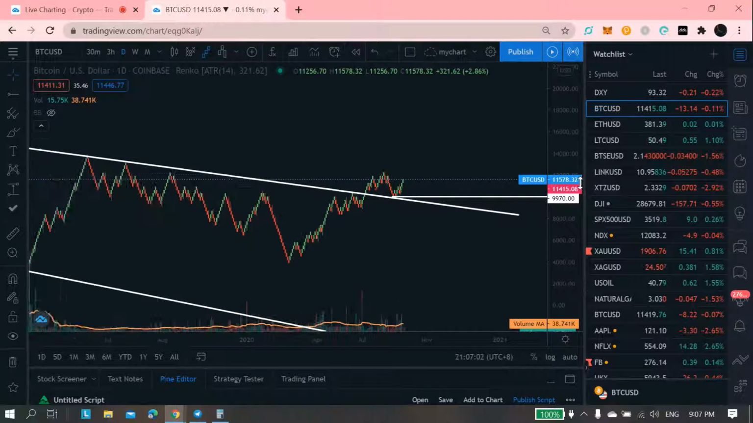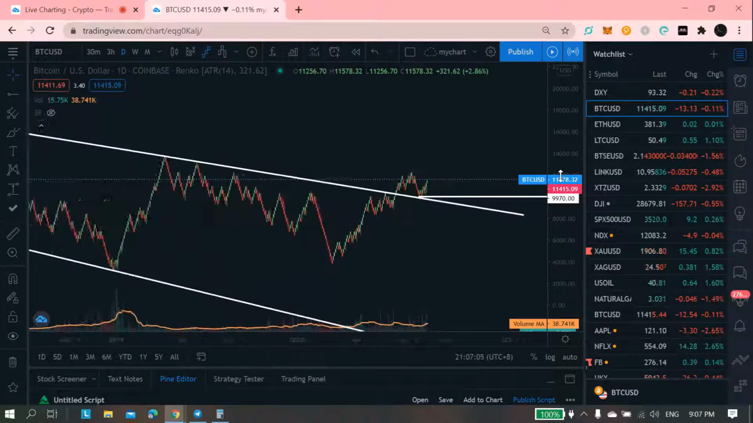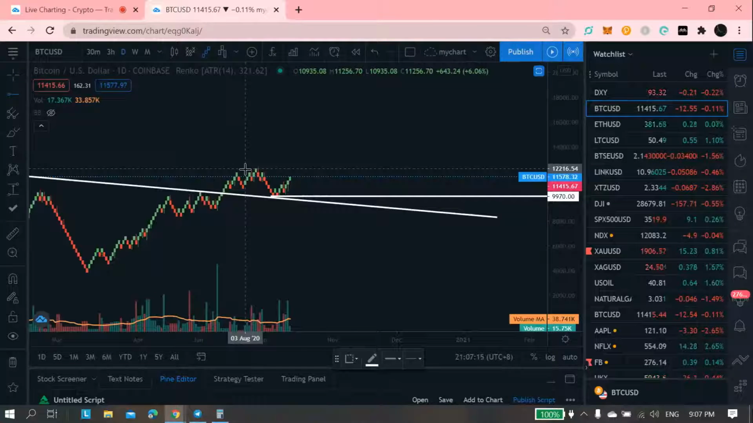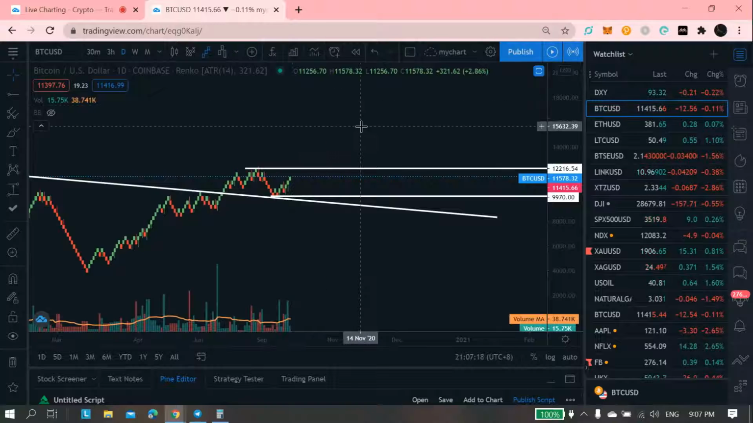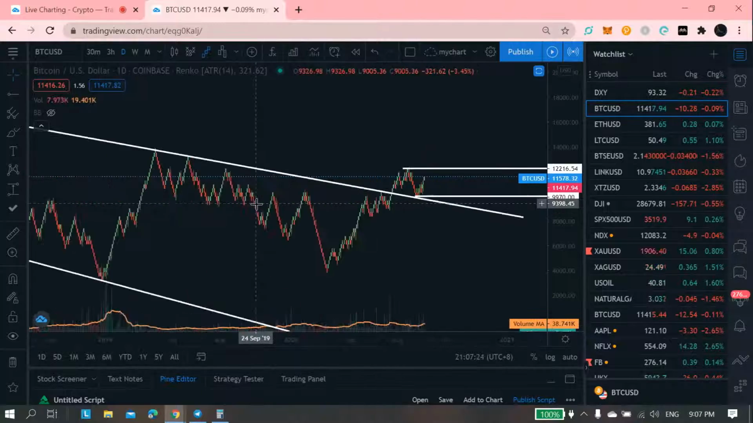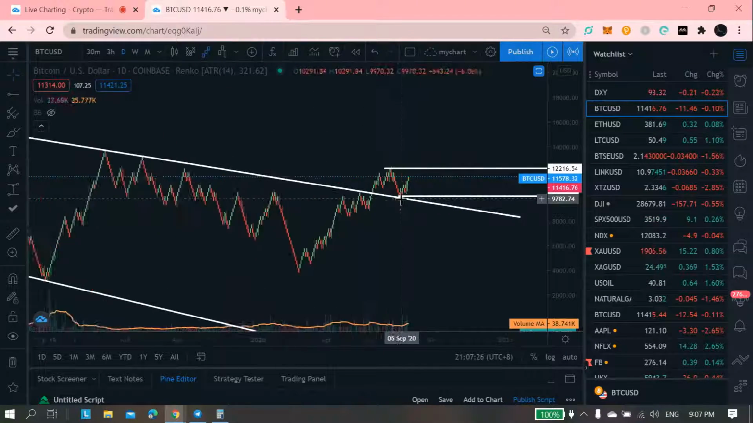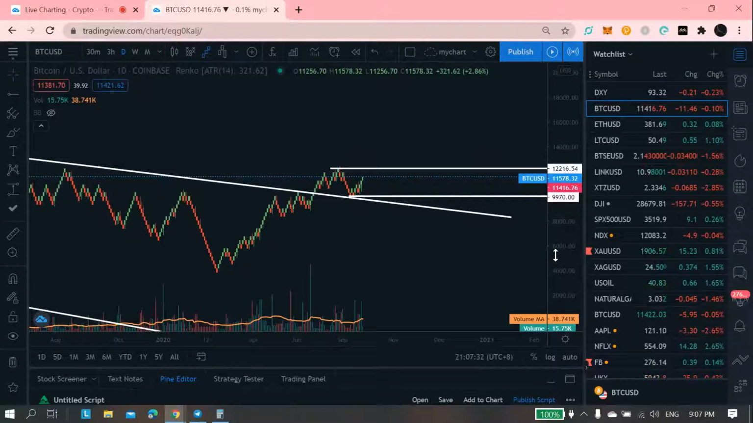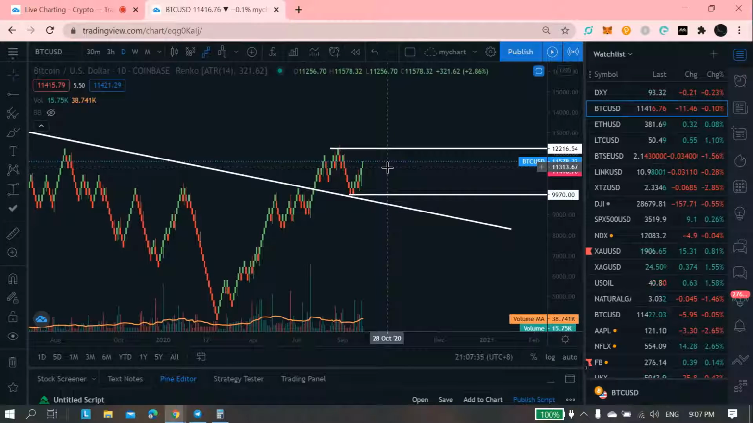And then of course the resistance I'm looking at is this previous resistance, around the 12,200 area. Currently we're trading around 11,416. The immediate support is the low of this Renko chart, which is 11,256. That's the support I'm currently looking at.